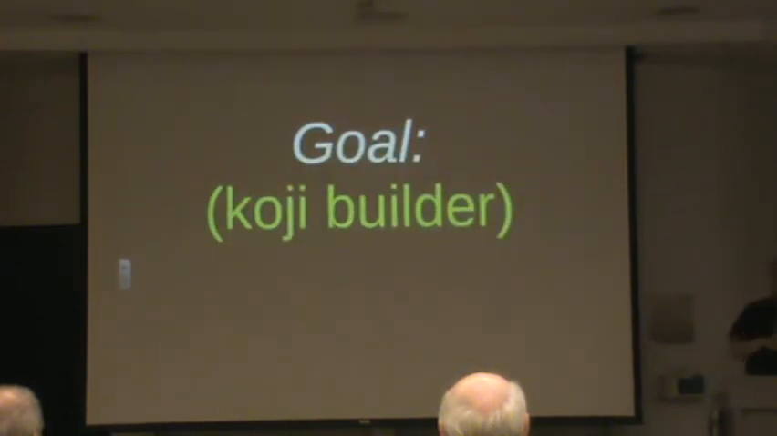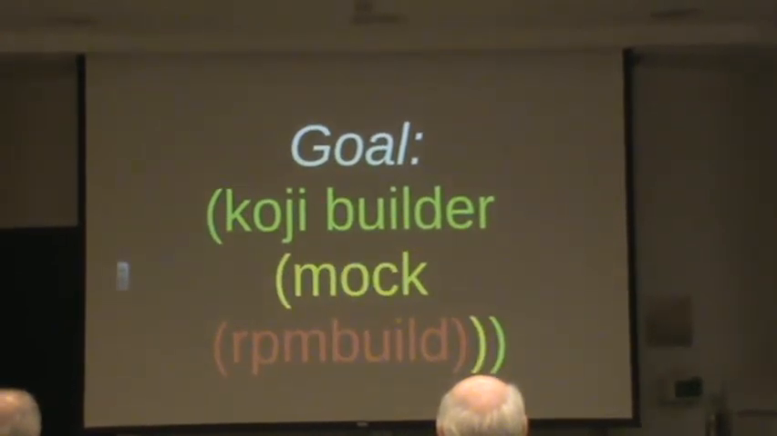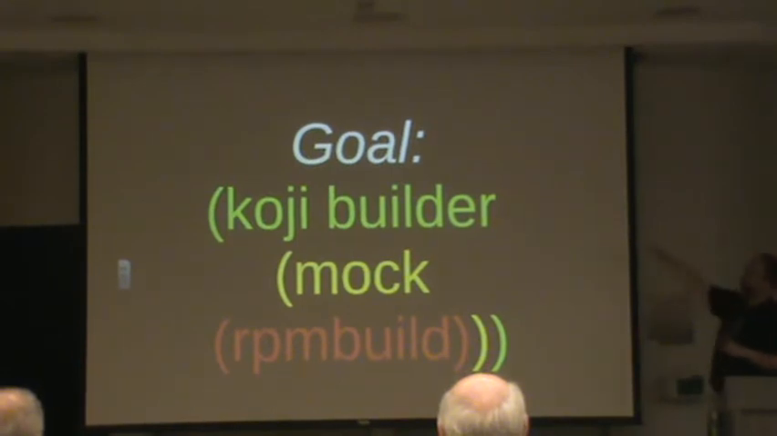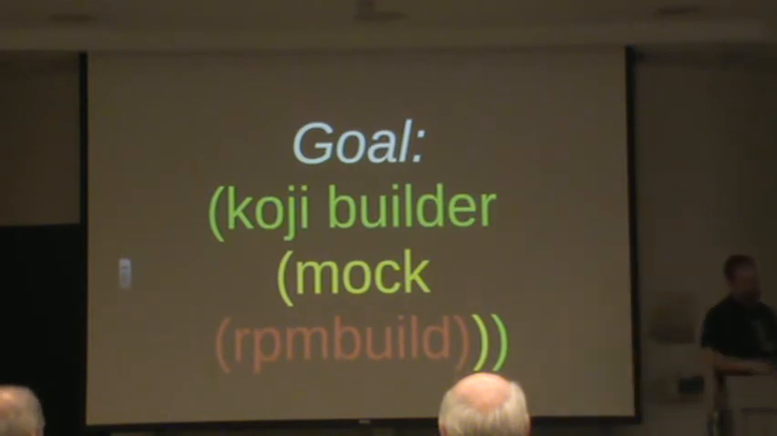So, our goal in Fedora ARM is to get up a Koji builder so we can build our RPMs. That involves a bunch of other pieces of the stack. So to get Koji running, we need mock, which is our change root build system, and to get that going, we need, in the sort of core of that, the RPM build piece. And of course, there's lots of other pieces that sort of back this and go with this, compilers and tools and so forth.